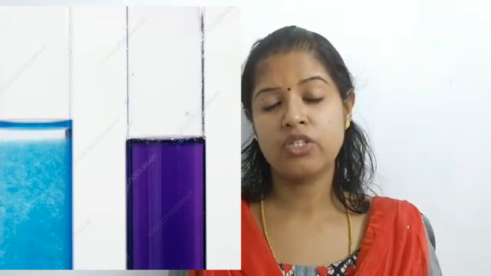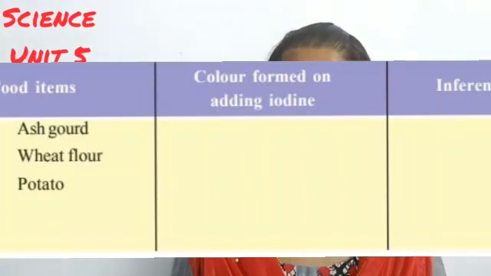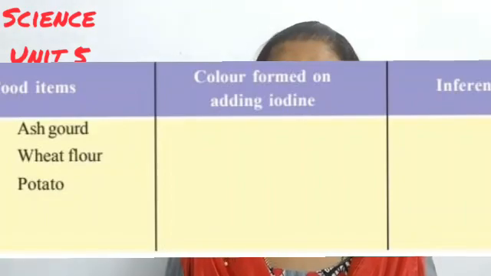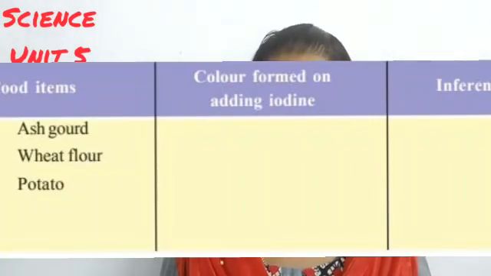After some time you can see a violet color. This indicates the presence of proteins in that egg white. So this is how the test for proteins is done. Now in your textbook there is a table given. Can you see, children? Yes. This is to test for carbohydrates. You have to say whether these food items contain carbohydrates, whether when you test it, it changes into deep blue color.